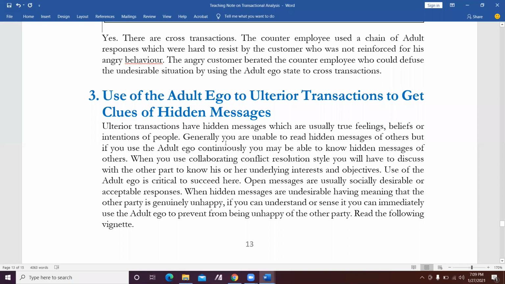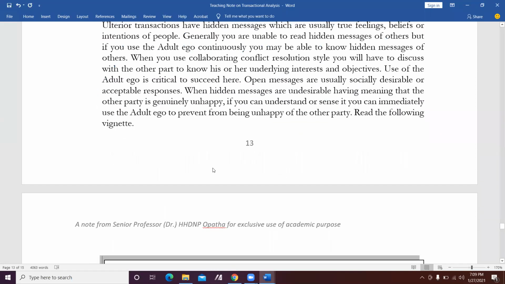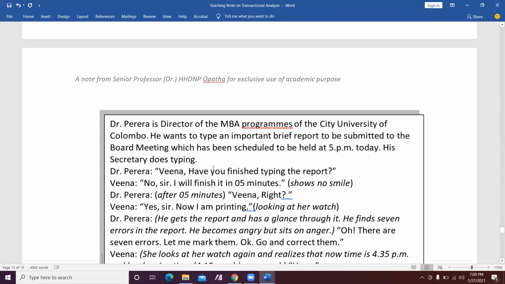Then the third one, regarding what? How to apply this transaction analysis to minimize the occurrence of conflicts or avoid conflicts. The use of the adult ego to ulterior transactions to get clues of hidden messages. Clues, signals of hidden messages. You can use the adult ego to ulterior transactions. Then you will be able to get clues of hidden messages. Then hopefully you will be able to avoid conflicts.